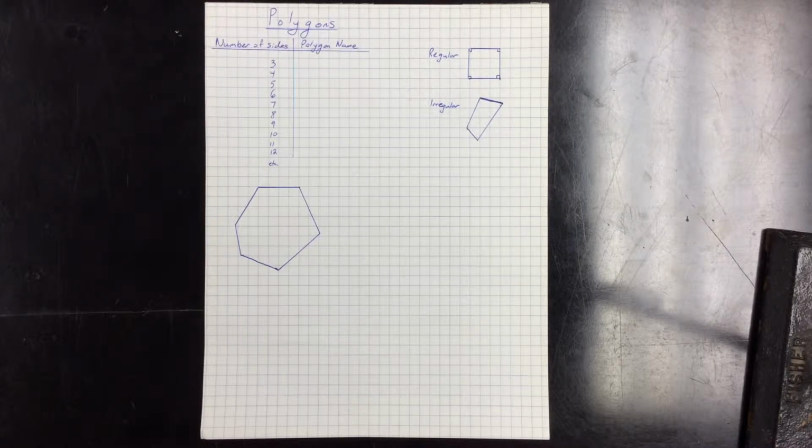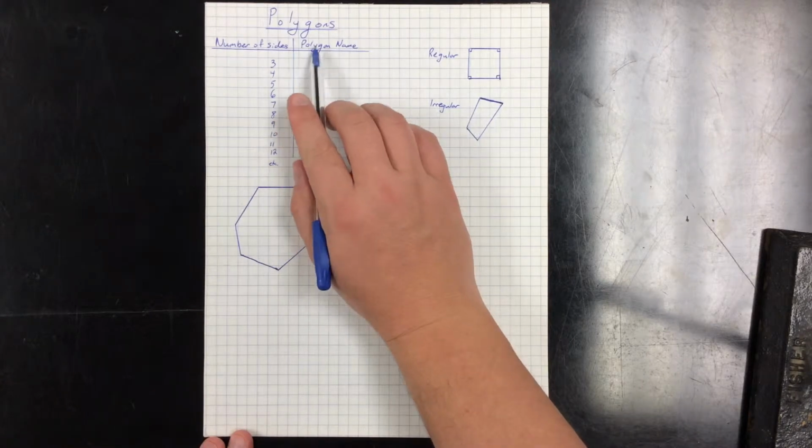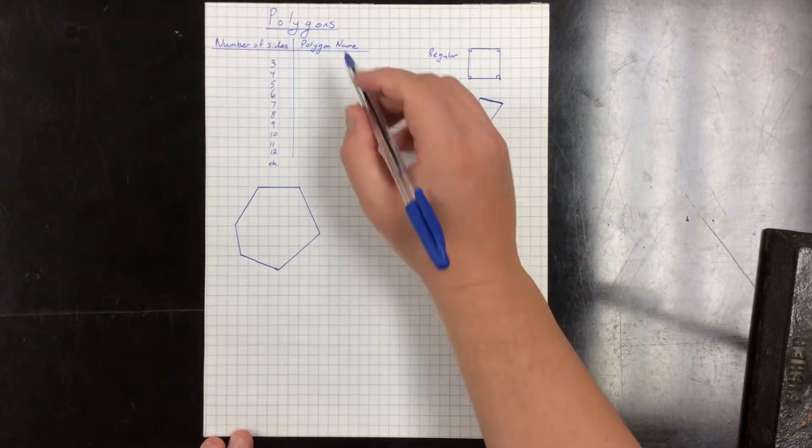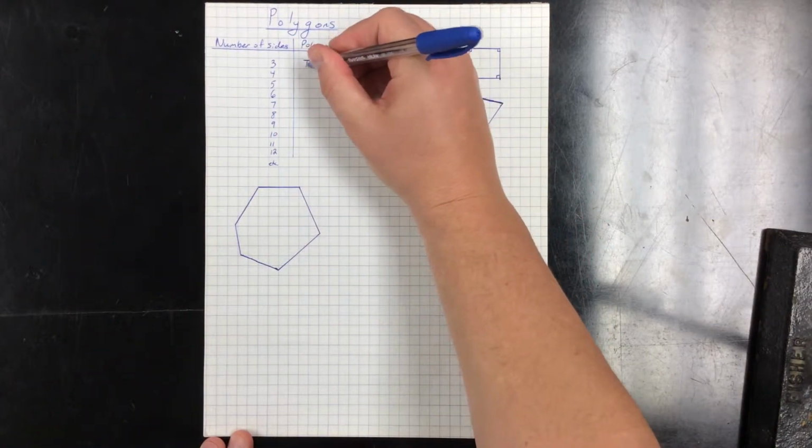Today we're going to talk about polygons. First thing we need to know is the different names of the polygons. The smallest polygon, which is a closed figure, is a three-sided figure. We know that to be a triangle.